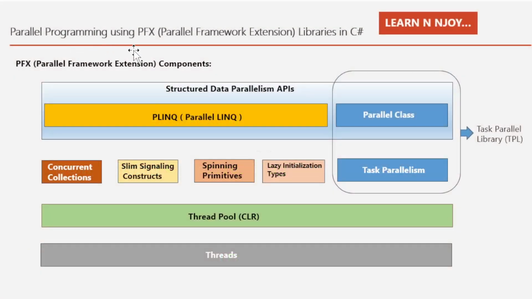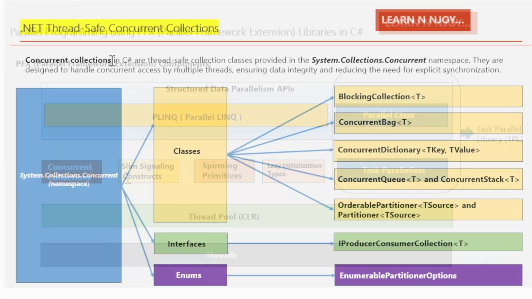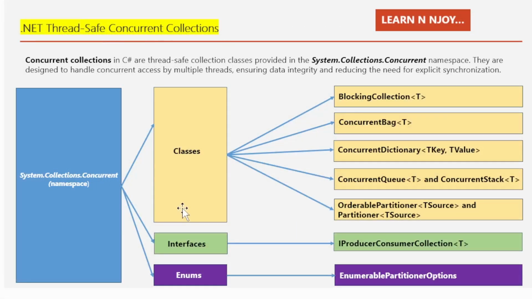Parallel programming using PFX, that is Parallel Framework Extension Libraries in C Sharp. If you have been following along with my previous videos in this series, you might recognize this diagram. In our previous videos, we have covered PLINQ, that is Parallel LINQ, Parallel Class and Task Parallelism. Currently, we are learning concurrent collections, .NET thread-safe concurrent collections. In our last video, we focused on ConcurrentQueue<T> and ConcurrentStack<T>. If you haven't watched it yet, I highly recommend checking it out. You can find the link to that video in the upper right hand corner of this video. Today, we will be discussing ConcurrentBag in detail with practical examples.